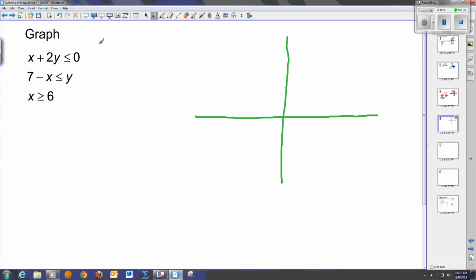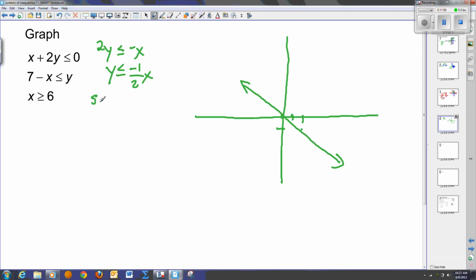So I have 2y less than or equal to negative x. And y is less than or equal to negative 1/2 x, which means my y-intercept is 0. I go down 1 over 2, draw a graph. And like I said earlier, in this case, our sample point of 0, 0 is not really going to help us because 0, 0 is actually on the line.